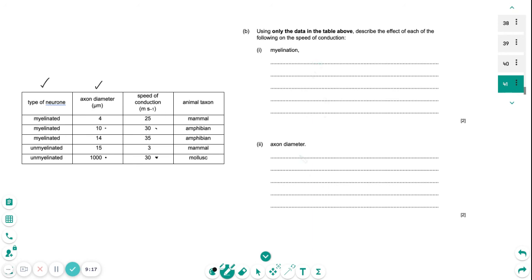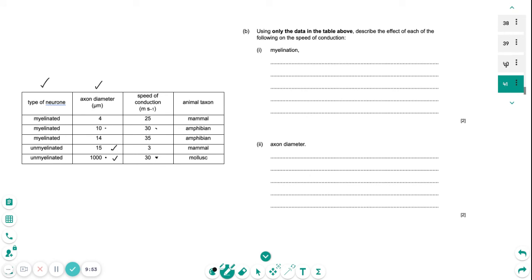Okay. Then axon diameter, what can we mention here? Well, the obvious one, the bigger the diameter, the faster the speed of conduction. And we could perhaps compare these bottom 2 here. We've got an axon diameter of 15, an axon diameter of 1000. You can see that the speed of conduction is 10 times faster. So you could even mention that in your data.